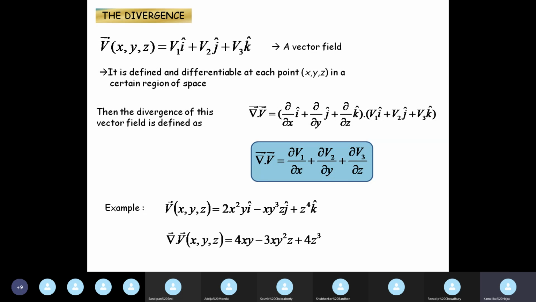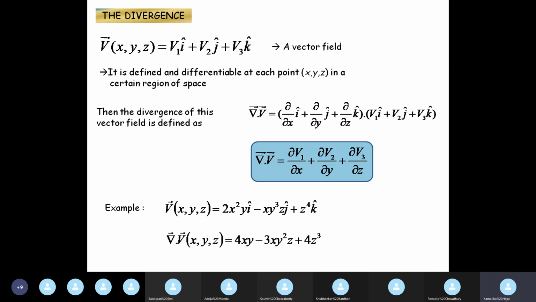This is a very common mistake in the beginning when you do these sums. Of course later on it becomes a habit when you practice enough, but in the beginning this is a common mistake. So in order to get rid of that mistake, just keep in mind that the gradient is a vector, so there will be the unit vectors, and the divergence is a scalar, so there will not be any unit vectors. Otherwise it is very easy, just simple partial differentiation.